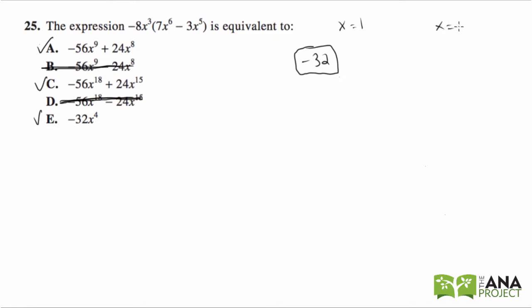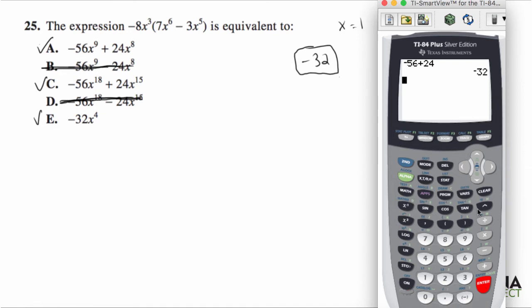Well, now let's just try negative 1. Let's go back to the original. So negative 8 times negative 1 cubed. Negative 1 cubed would be negative 1. So negative 8 times negative 1 would be positive 8. Times negative 1 to the 6th. Remember, when you raise a negative number to an even power, it'll be positive. If you raise it to an odd power, it will be negative. So negative 1 to the 6th is positive 1. So positive 1 times 7 is positive 7.